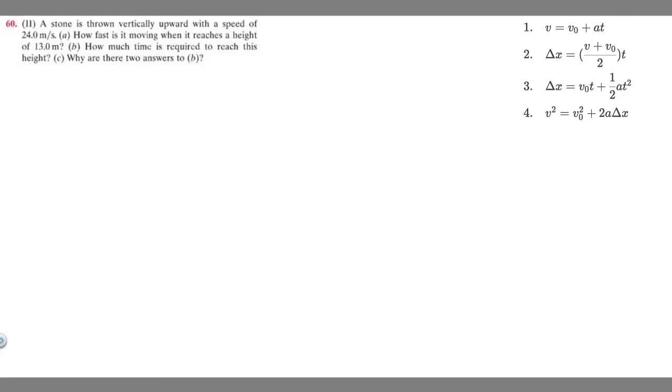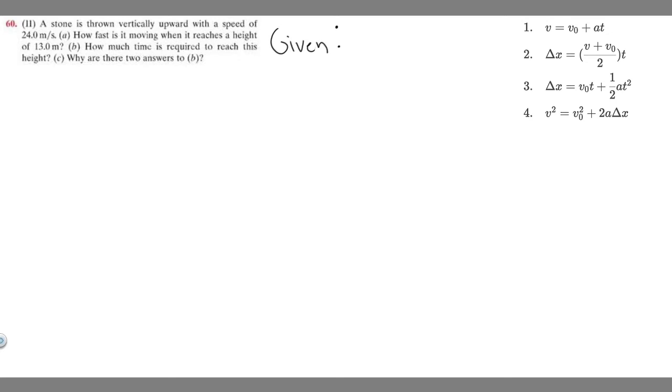So in this problem, we're told a stone is thrown vertically upward with a speed of 24 meters per second. And then A asks us how fast is it moving when it reaches a height of 13 meters. B says how much time is required to reach this height. And C is why are there two answers to B. So before we solve the problem, let's write what's given.